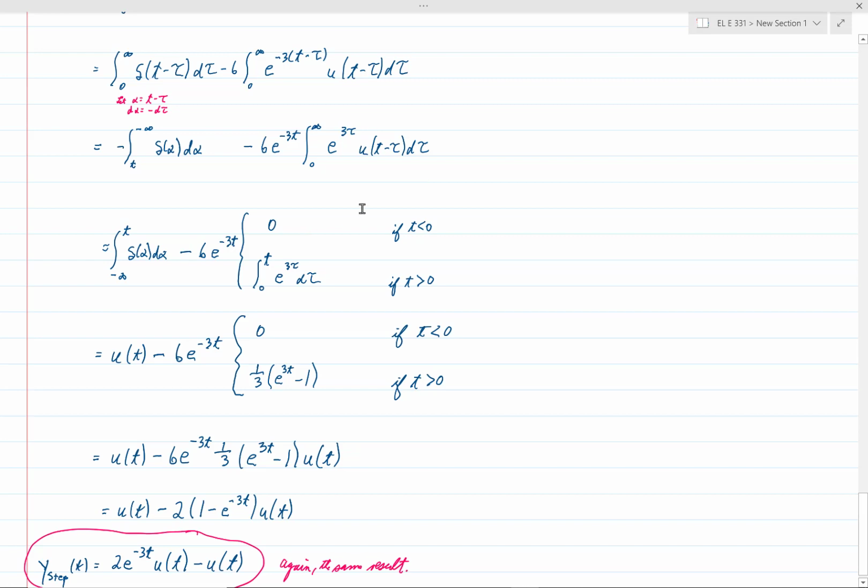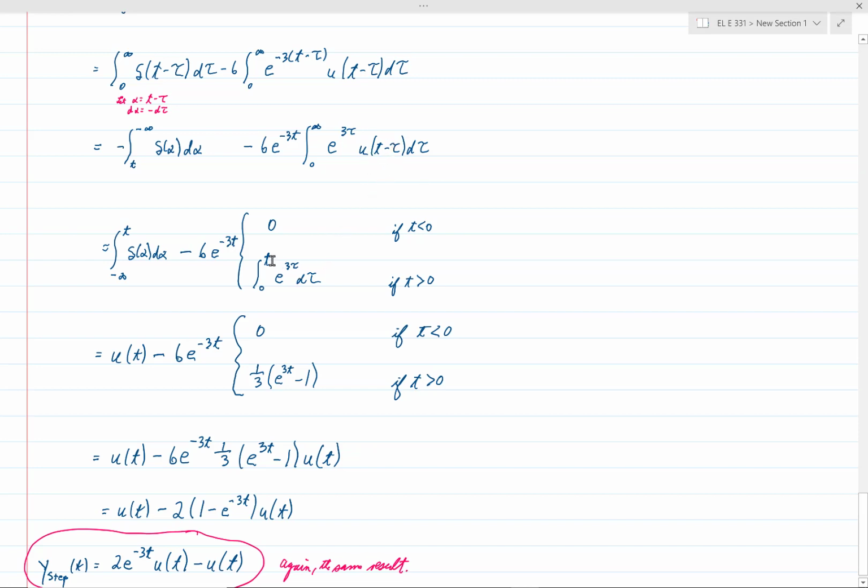But on the other hand, if t is greater than 0, if it's somewhere in this range from 0 to infinity, then in that case we do want to keep that part of the integration range where tau goes between 0 and t, because over that part of the range where tau is less than t, this u of t minus tau is equal to 1. So we don't have to write it down here.